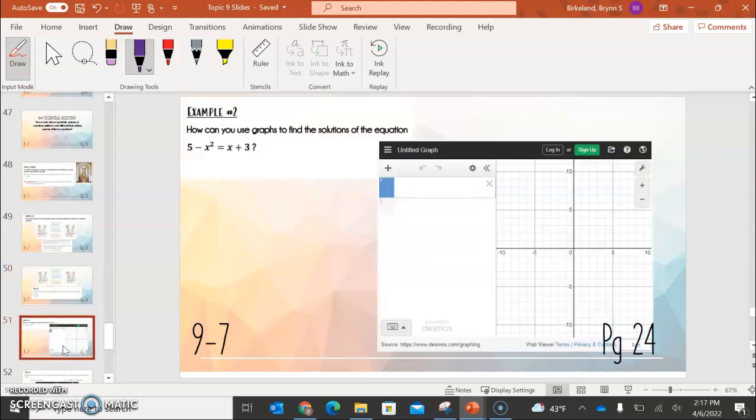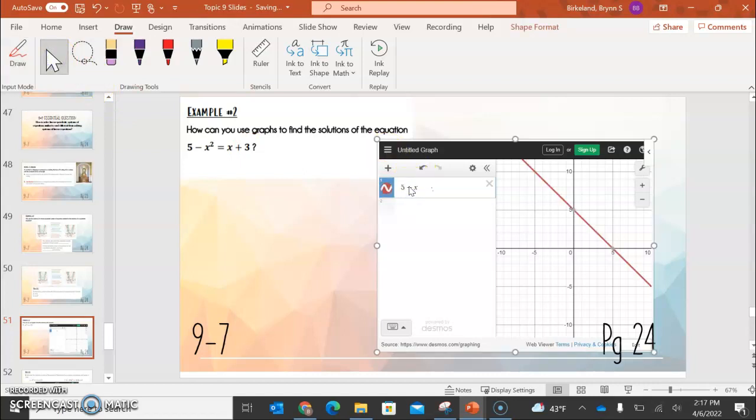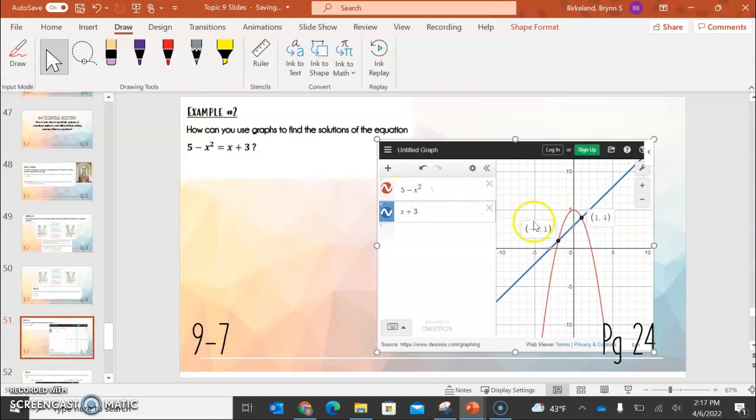So if we look at this example, they ask, when does 5 minus x squared equal x plus 3? When we solve these, Desmos can be super helpful. So for example, if we were to graph 5 minus x squared and x plus 3, the simplest way to describe how they have solutions is to click or find where they meet. Now notice that they cross at these two locations.